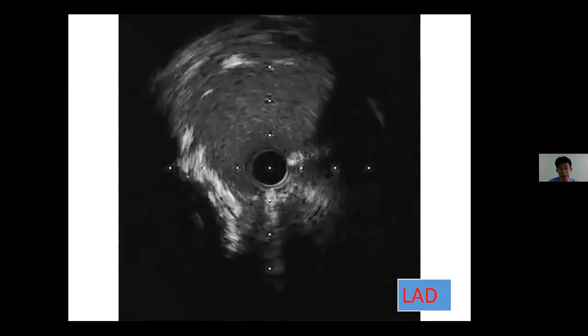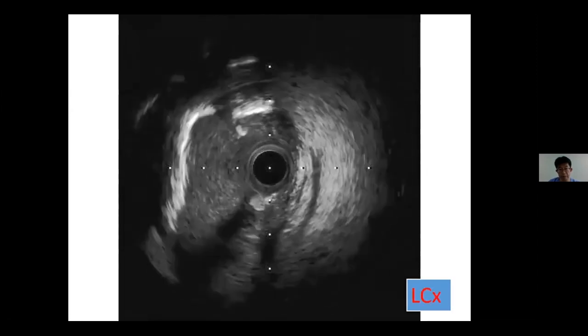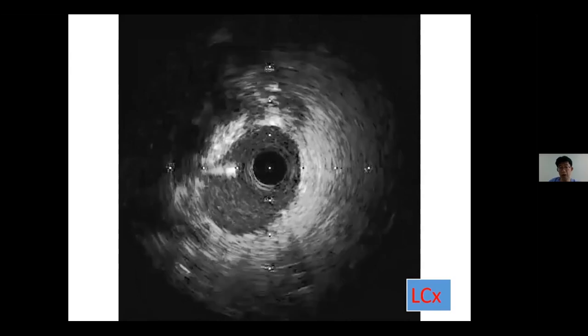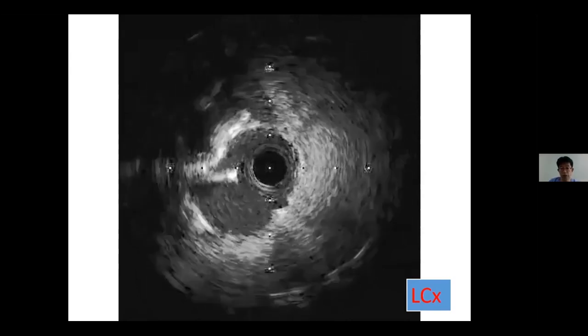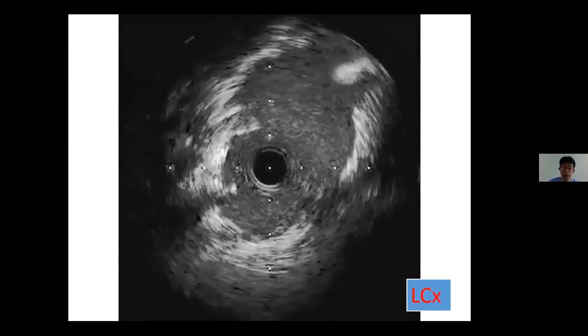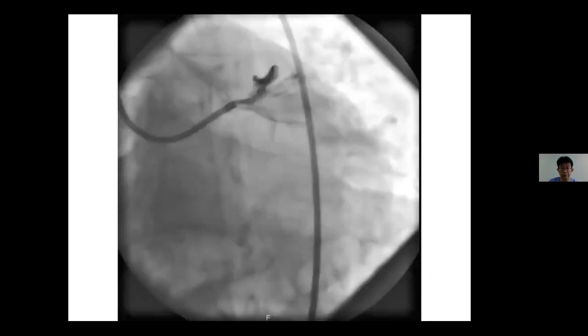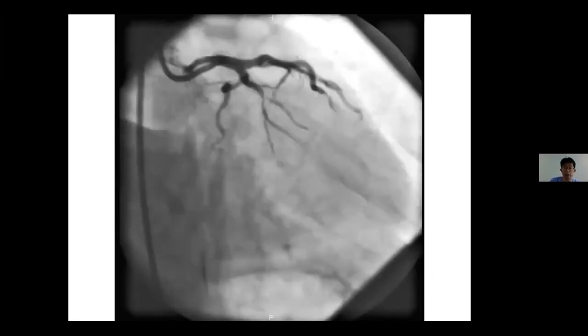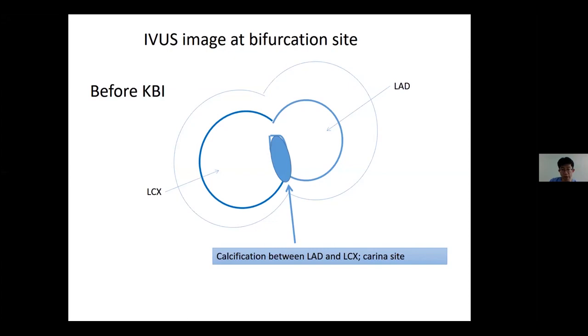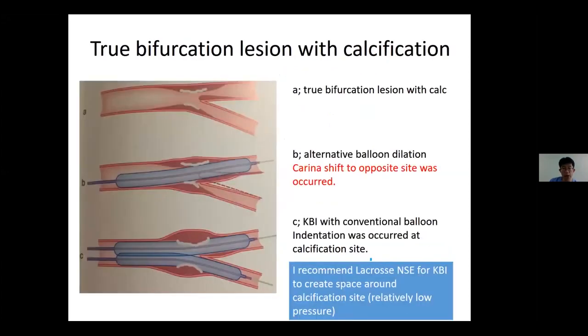And this is the circumflex here. So this is a good result here. So this is IVUS imaging at the bifurcation before KBI and after KBI. So this is a true bifurcation calcification technique.